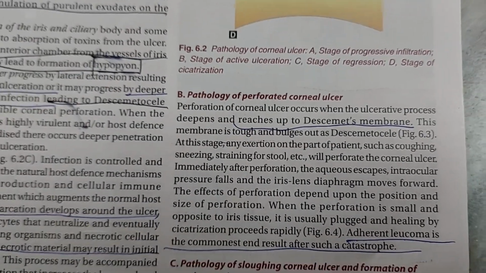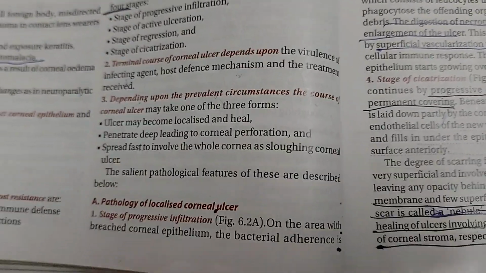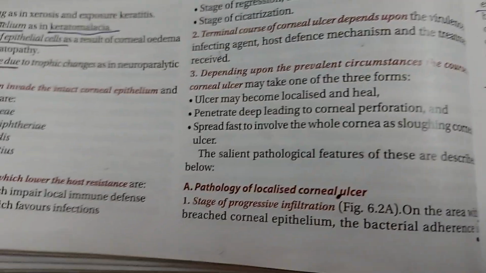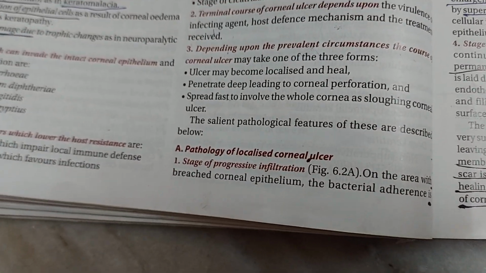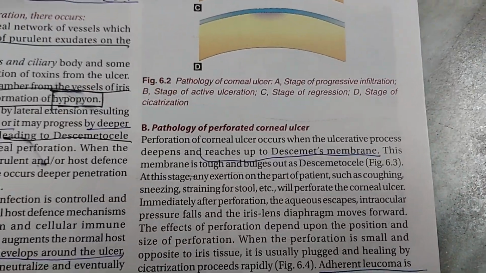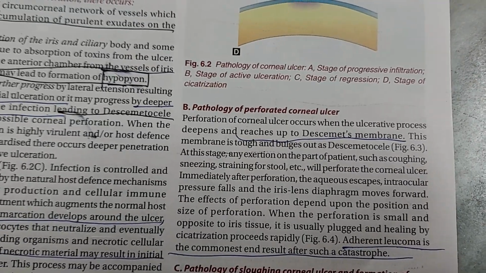Next, pathology of perforated corneal ulcer. Here we have seen the pathology of a localized corneal ulcer, which means it is just a corneal ulcer. But if this corneal ulcer becomes more severe and if host immunity is less, it may progress and lead to perforation of the corneal ulcer.